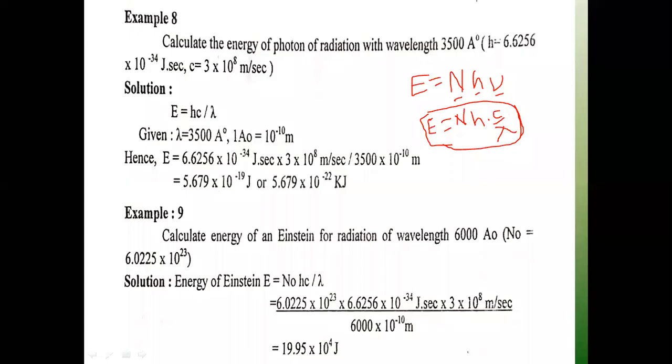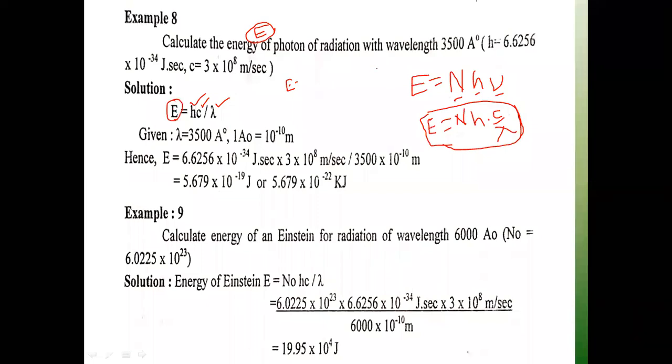Here, the question is given: calculate the energy of a photon of radiation with wavelength 3500 angstrom. The value of h is given and the value of c is also given. You have to find the E value. We know the equation E is equal to h nu. H is given, c is given, and lambda is also given. So put all these values in and you can calculate the value of E.